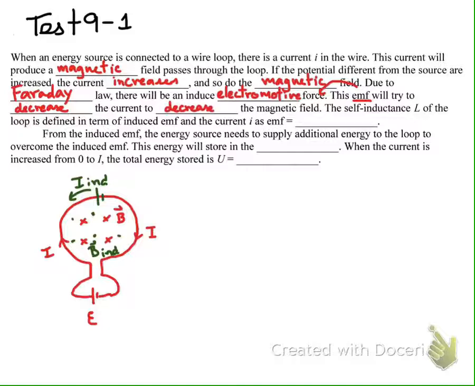The self-inductance L of the loop is defined in terms of the induced EMF and the current I as the EMF is equal to L di by dt. This is the definition of the self-inductance.